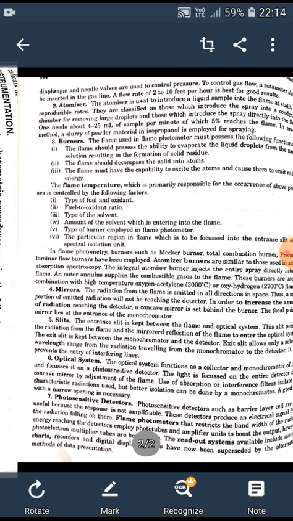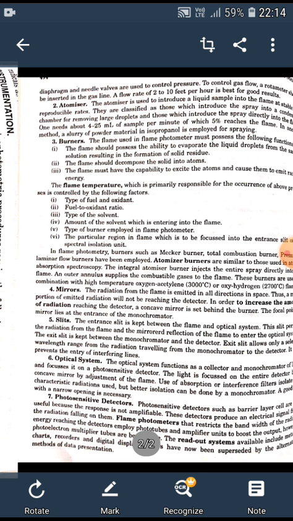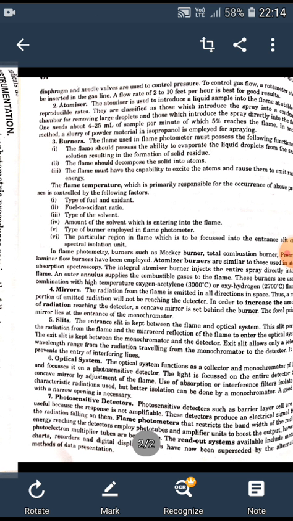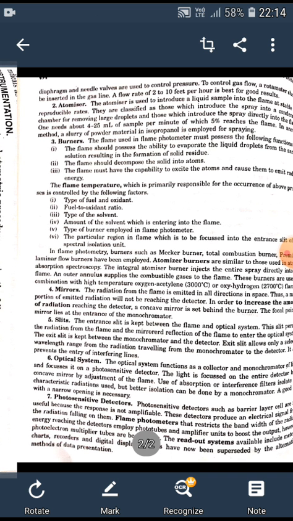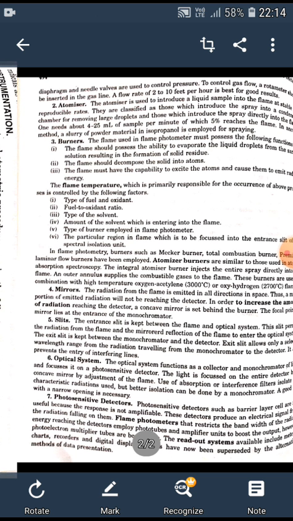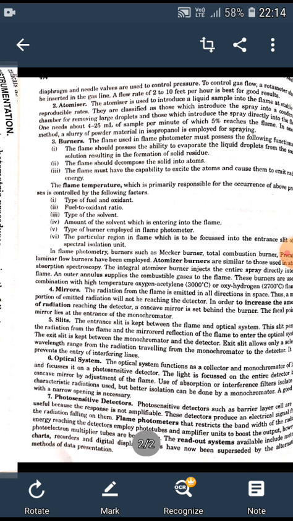Photosensitive detectors. Photosensitive detectors are another part of the instrumentation in flame photometry. Detectors such as the barrier layer cell are not useful because the response is not amplifiable. These detectors produce an electrical signal from the radiation falling on them. Flame photometers restrict the bandwidth of the radiant energy reaching the detectors, so we have to employ phototubes and amplifier units to boost the output. Photoelectron multiplier tubes are the best to use. The readout systems available include meters, charts, recorders, and digital displays.